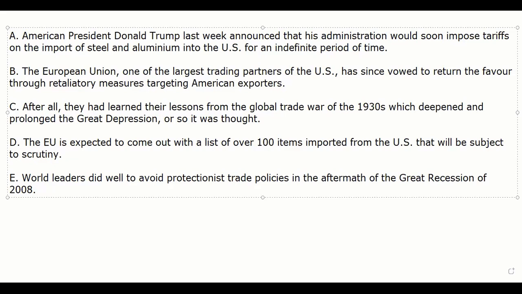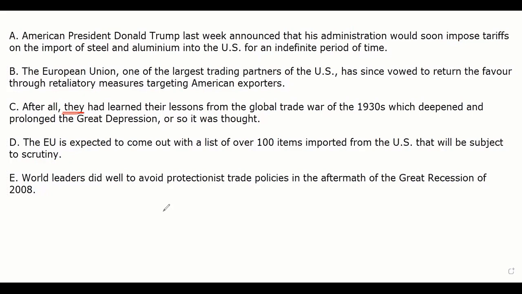Can C be the first one? Yes or no? No, sir. Why no? Because it says "after all they had." We cannot use a pronoun in the first sentence, ideally. Guys, listen very carefully, this is a very good example to learn from. We cannot use "they" because we don't know whom they are talking about. We can't say "after all they had learned." So C cannot be the first step.